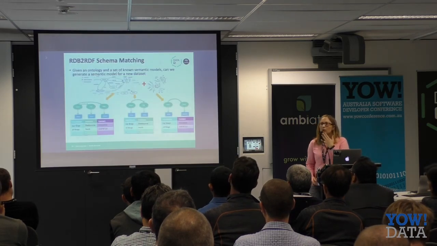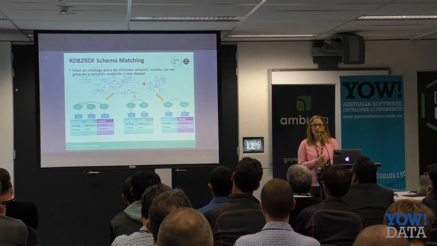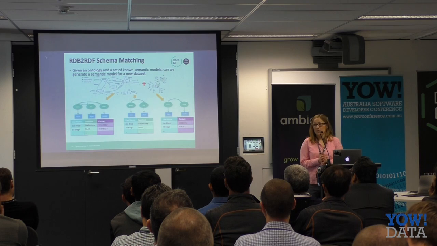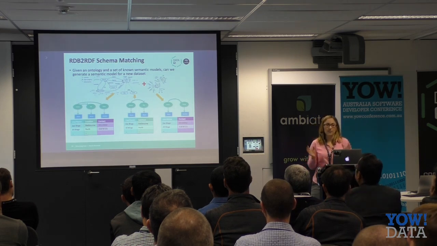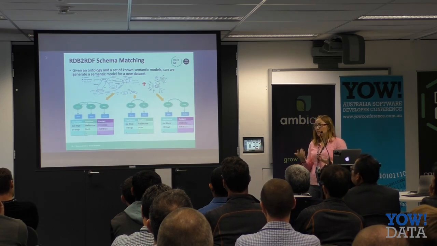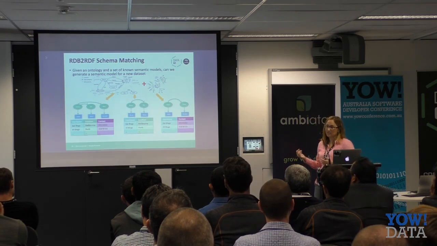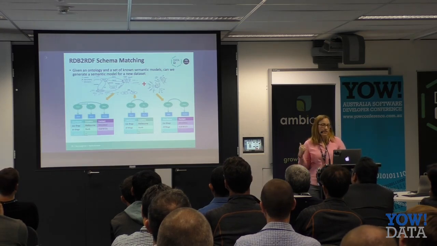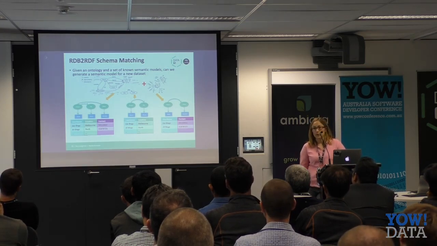And now, how can we construct those semantic models for our data sets? So the idea is that as input, we have this ontology, and we have a set of known semantic models for some of the data sets. So this is the work which the user still has to do. And then the question is, can we generate a semantic model for a new data set?